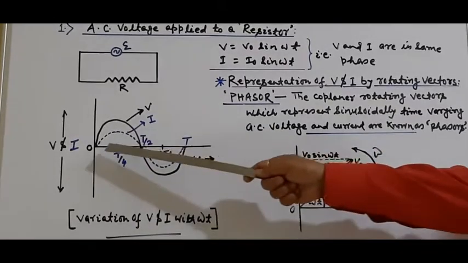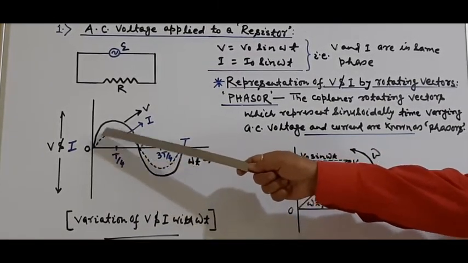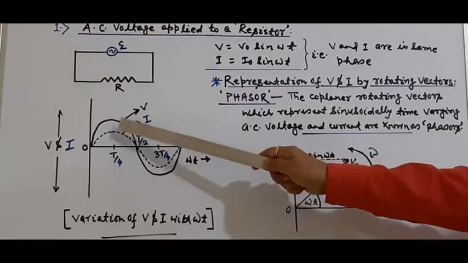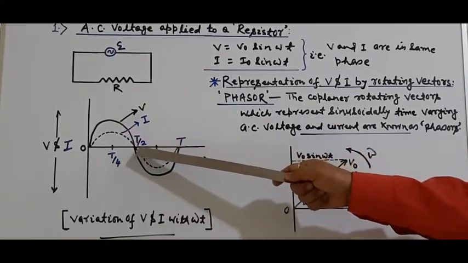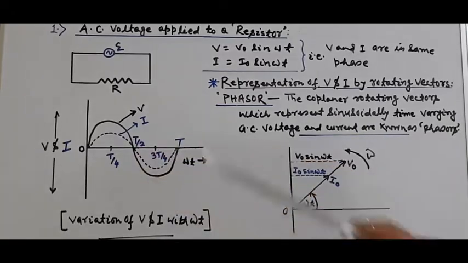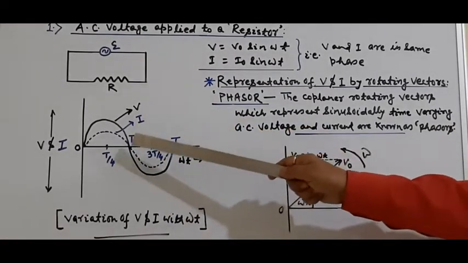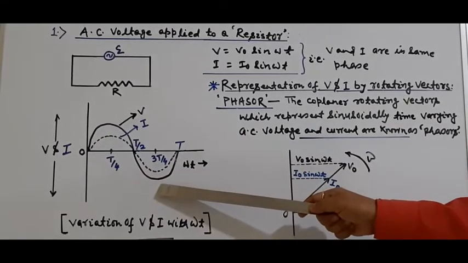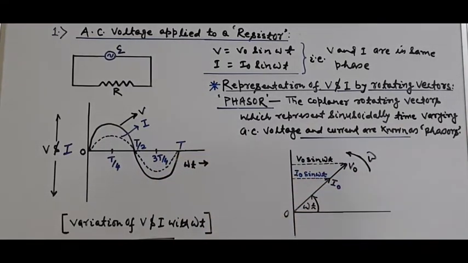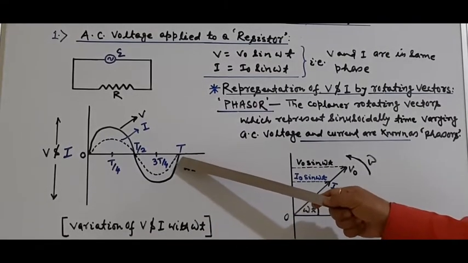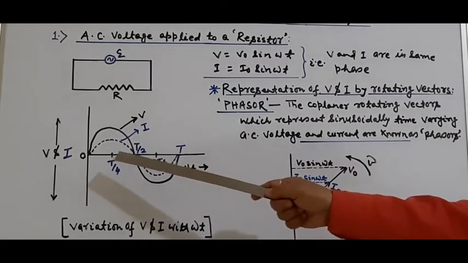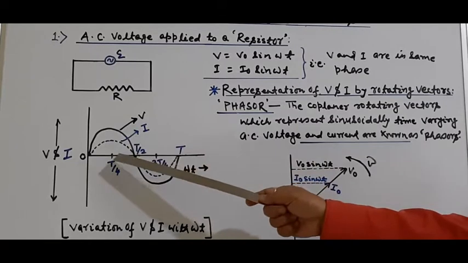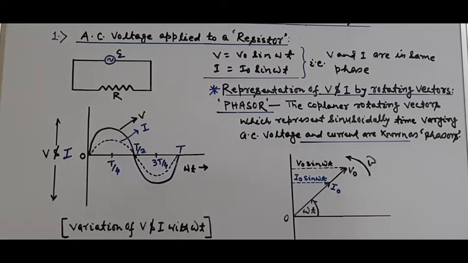From point O, it is quite clear that both voltage and current attain their maximum value at time T by 4. Then both come down and reach their minimum value at time T by 2. Again, both the voltage and current attain their maximum value in the opposite direction at the same time 3T by 4, and both reach their minimum value at time T. So from this variation, it is quite clear that both voltage and current are in the same phase. The variation is quite clear, I hope so.